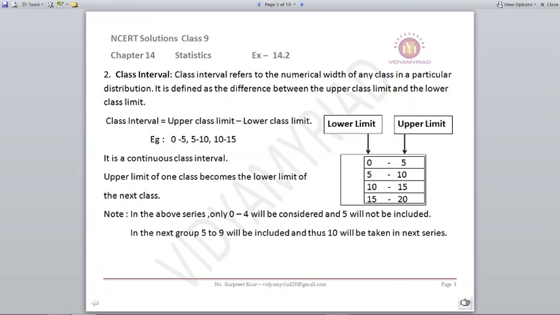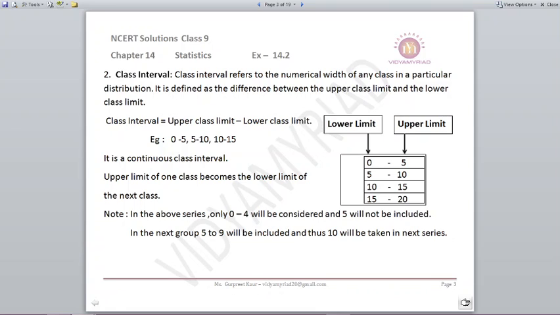The second most important thing which you need to know is class intervals. Now what is a class interval? If you look at the table, I have written 0 to 5, 5 to 10, 10 to 15, 15 to 20. This is a continuous class interval. It has a lower limit and an upper limit. The difference between the lower limit and upper limit is your class size. If you see, there is a gap of 5 in every one, so we will take it as a continuous class interval.